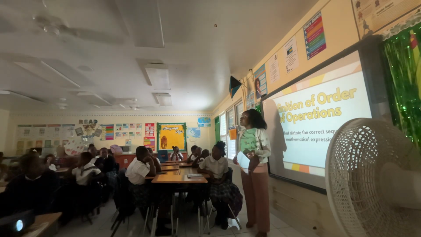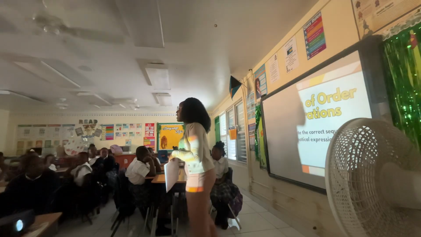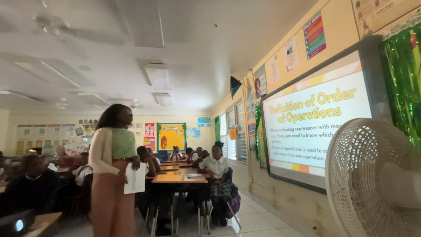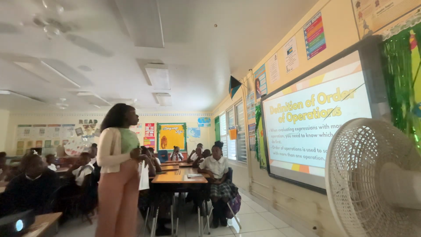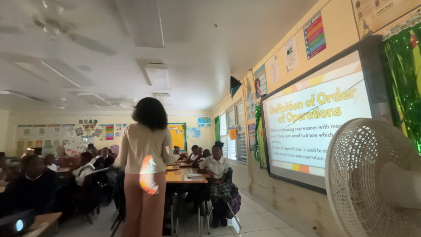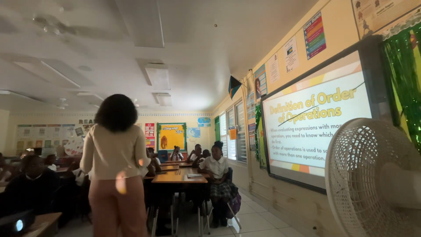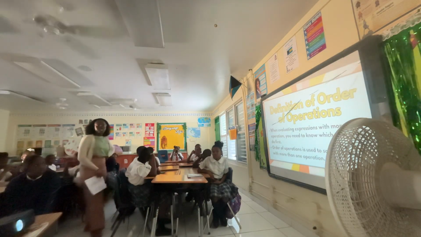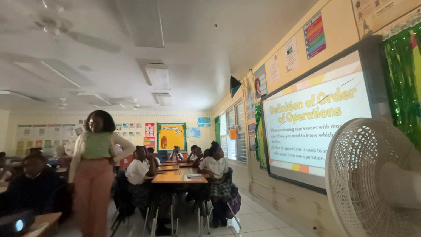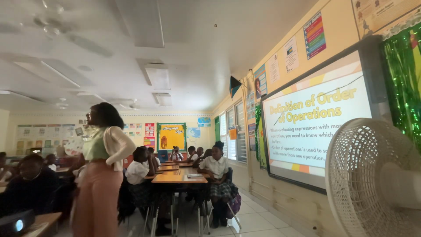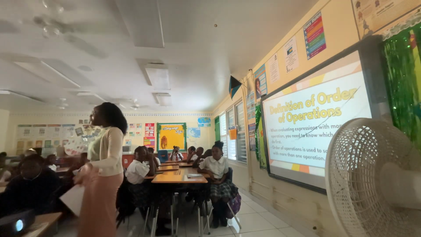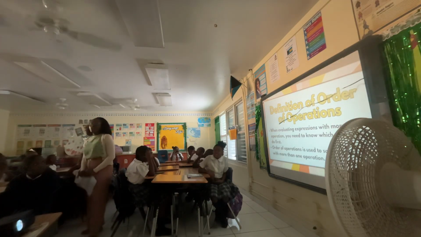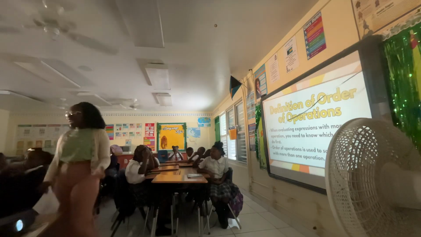When it comes to solving math problems, there are steps that you have to take. So why do we need this? When evaluating expressions with more than one operation, you need to know what you have to do first. Let's say I go to Super Value and I want to get a couple of things for Halloween treats. I want to get 3 bags of candy corn.